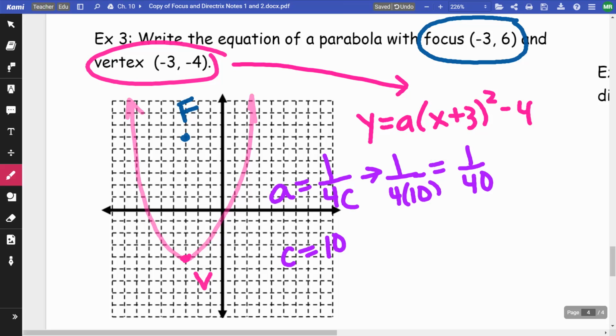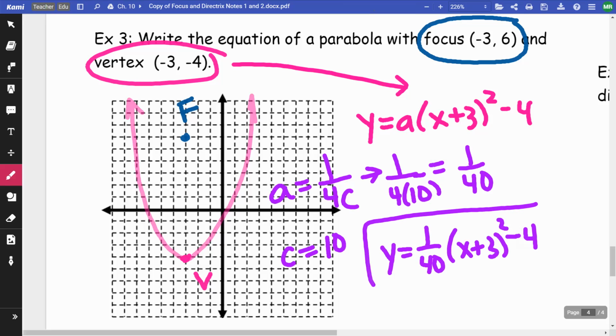And you see these are further away and it's wider. Okay. So my equation is going to be y equals 1 over 40 times (x plus 3) squared minus 4. And that's our equation.